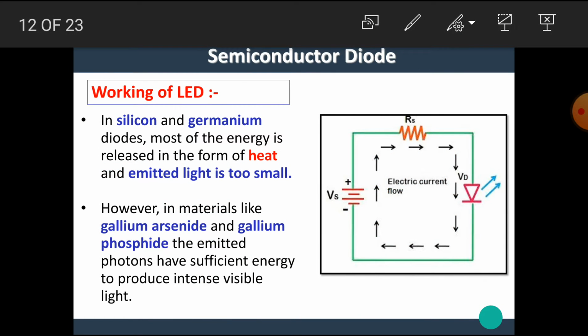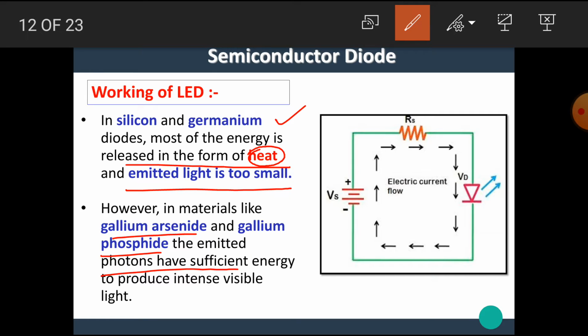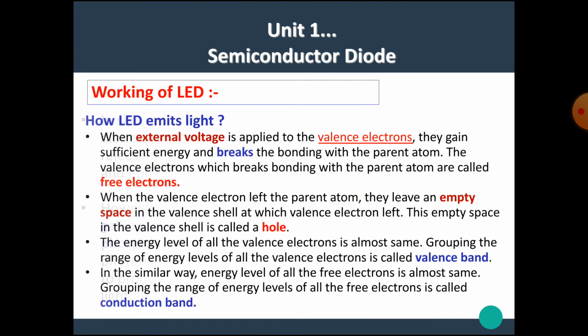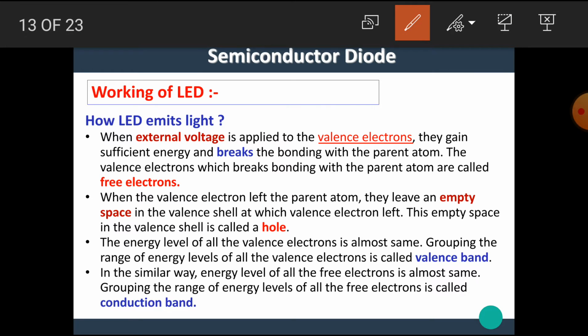Okay, in silicon and germanium diodes, most of the energy is released in the form of heat and the emitted light is too small. That means when we use silicon and germanium material in the construction of the LED, we get a very low intensity of light. Most of the energy comes out in the form of heat. Okay, and in materials like gallium arsenide and gallium phosphide, the emitted photons have sufficient energy to produce intense visible light.